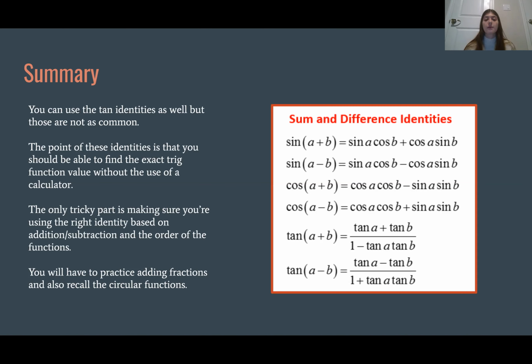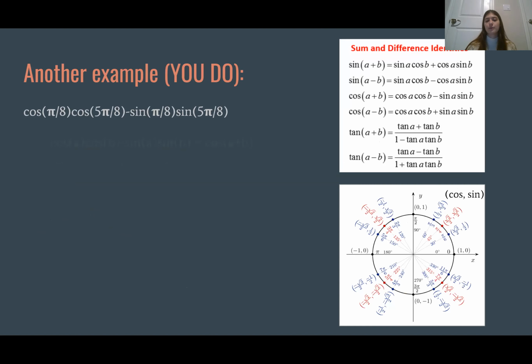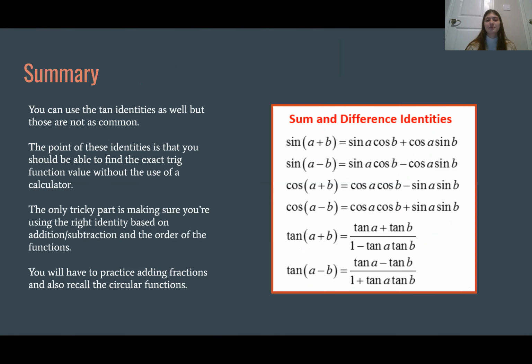Just be careful with making sure you're using the right identity, right? Just be careful of how you're doing your addition and subtraction, and the order of the functions, right? Like don't mix up cosine, sine, cosine with cosine, cosine, right? Just find the correct identity. Be careful of using the correct identity, and then just also be careful of how you're adding your fractions, finding the common denominator, and also be careful of how you're finding the circular functions. Don't do the mistake that I made here when you're looking for cosine and then you accidentally find sine. Don't do that. Learn from my mistakes, all right?